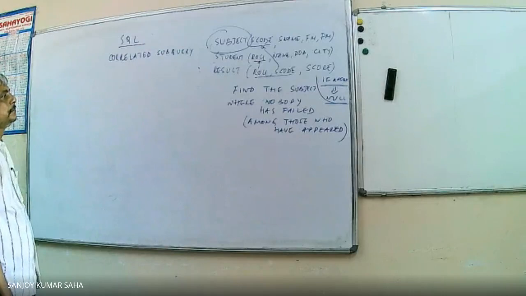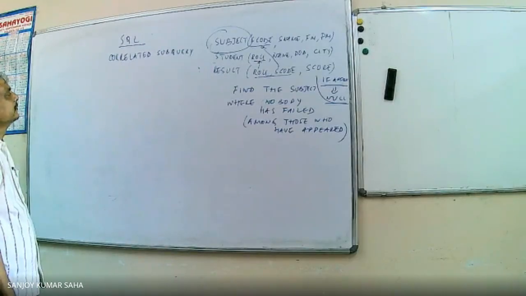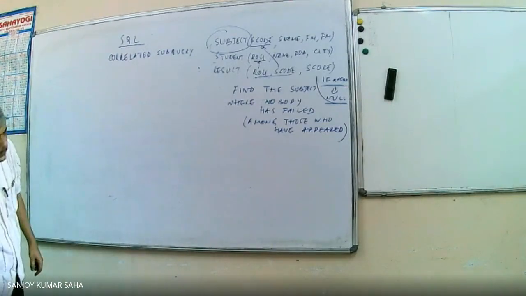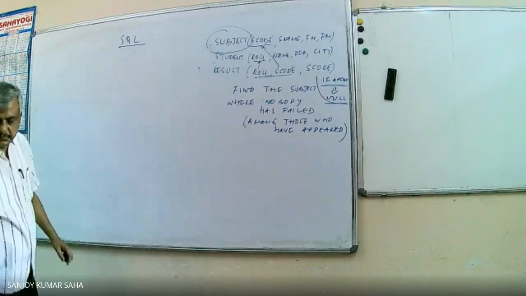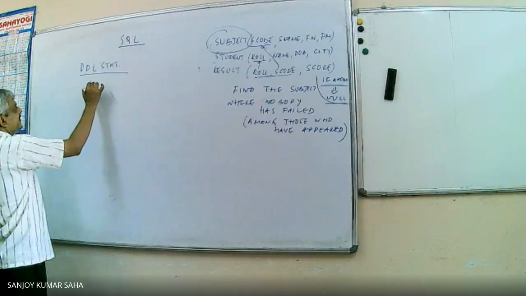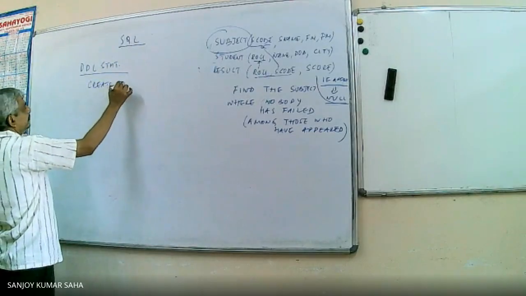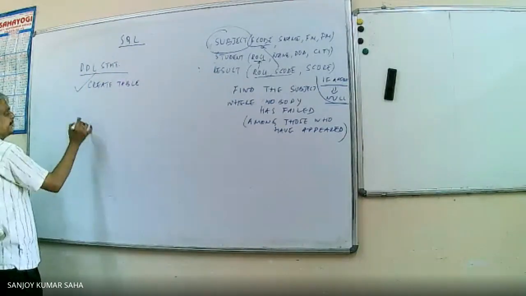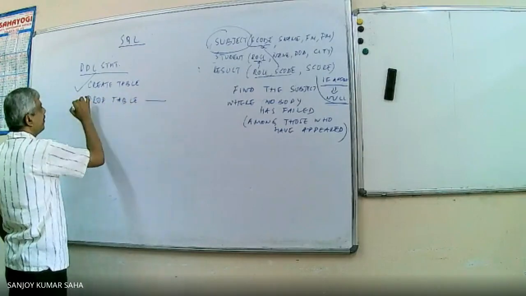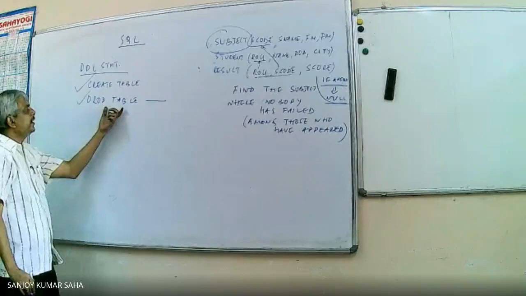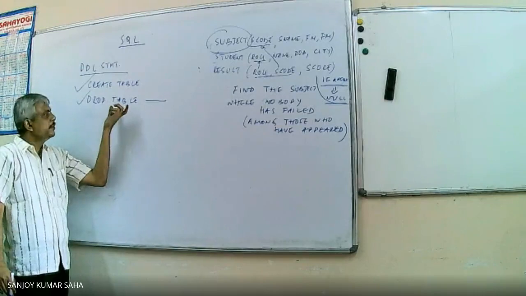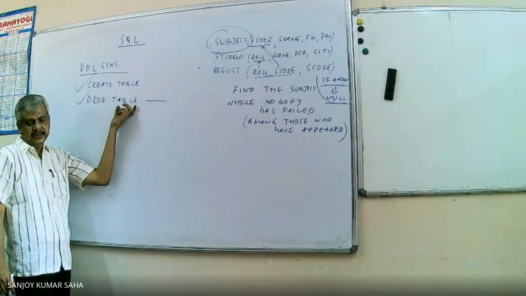Now suppose we look into some DDL statements. So far what we have done, create table, is a DDL statement. If I want to drop a table, drop table name, that is also a DDL statement. It will not only remove all the data, but also the schema. It will remove the extension and intension of the relation.